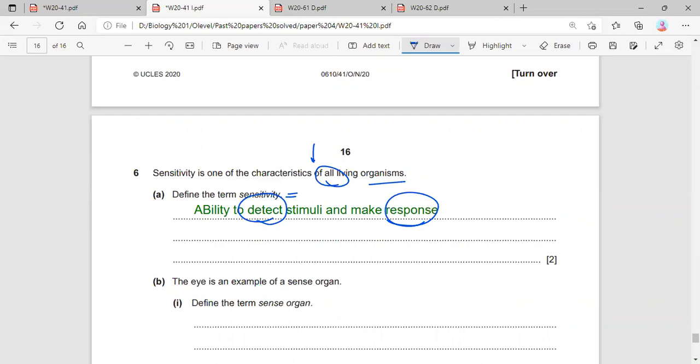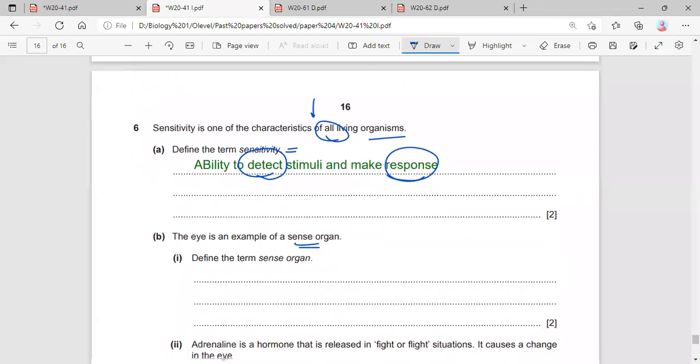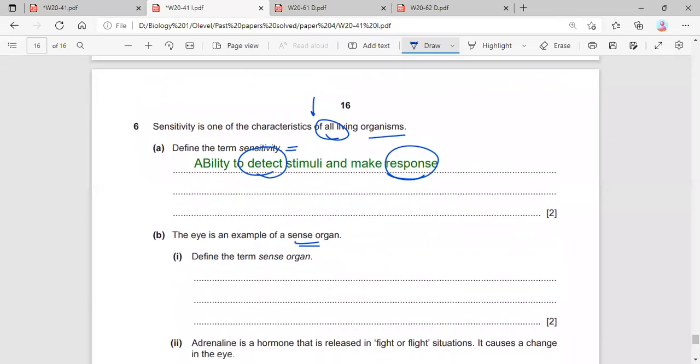The eye is an example of a sense organ. What's the definition of a sense organ? It came in another exam before. Group of receptor cells that respond to stimuli. This is the definition. It's sensory cells or receptor cells, the same. The sensory organs, they have receptors, okay? But he usually writes it receptor cells in the recent exams, so we can write receptor cells.